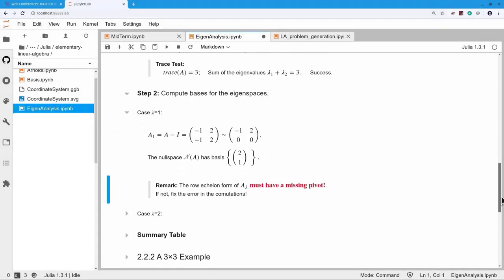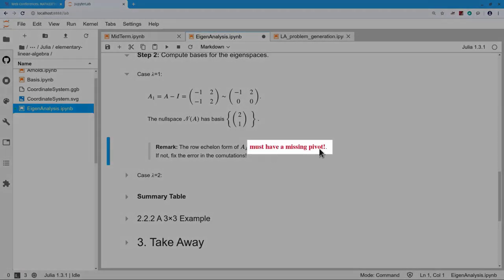Let me emphasize one more time, you must have a missing pivot. It's a mistake I see quite frequently that people don't get a missing pivot and happily proceed with their computations as if nothing were wrong, and then everything falls apart.